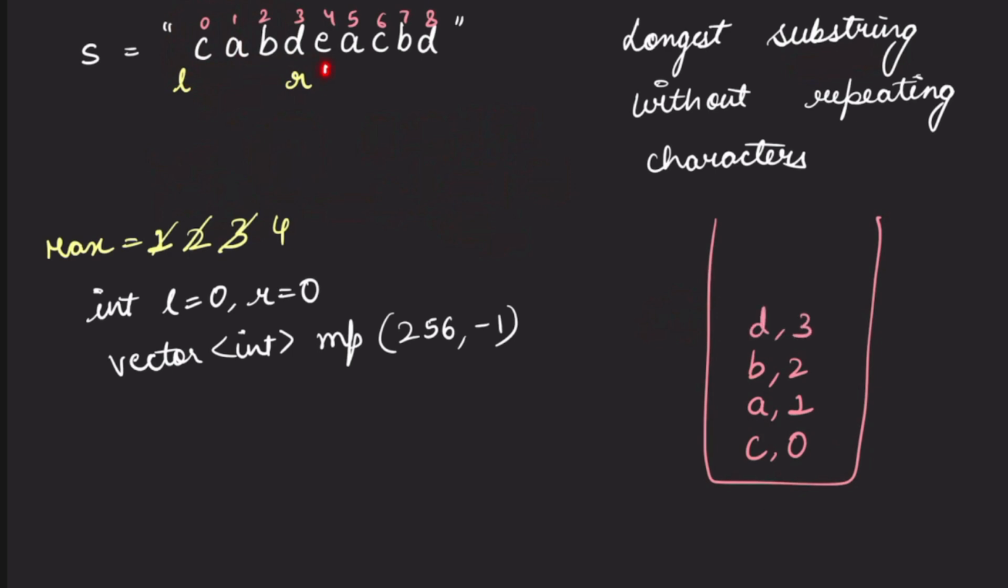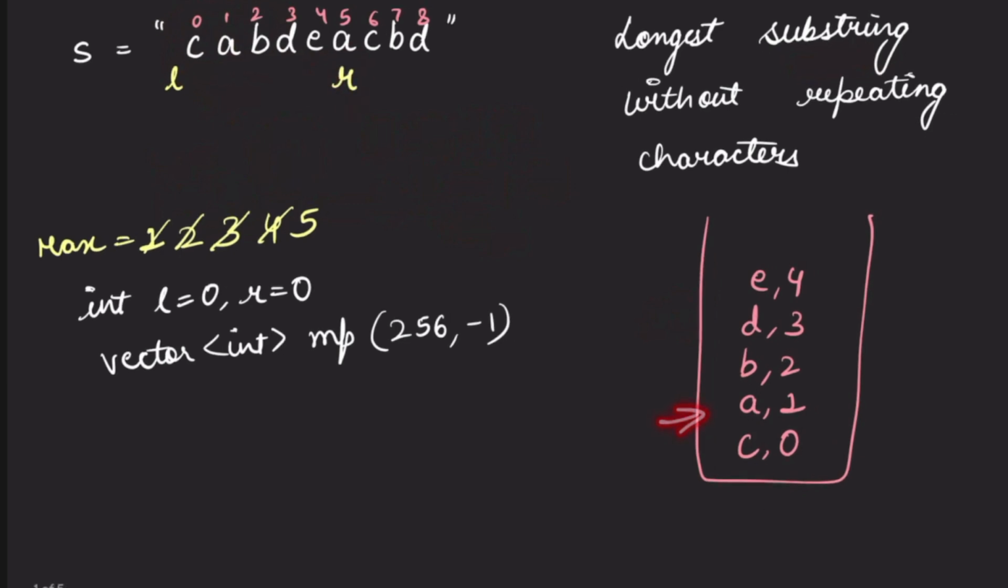Then you will come at E. Then again you will see that it is encountered for the first time. So you can take E also. So now your max length will become 5 and you will update E inside the map, right? Next you will come at A. The next character is A. So your R will come here, right? Now you will see that A is already present in the map. A is not having its value as -1, it is having some other value, then that means A has already been encountered, right? Then that means we cannot take this A as part of this substring, right?